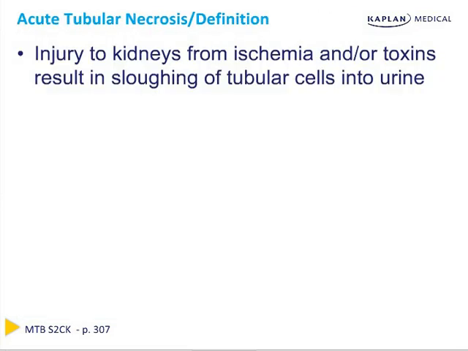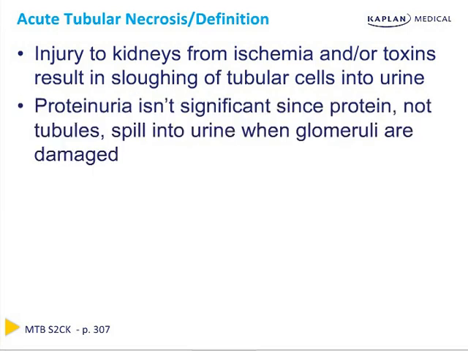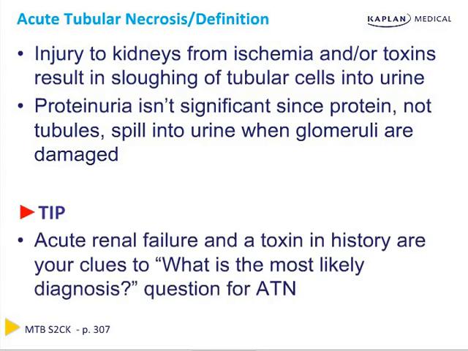As we discussed before, acute tubular necrosis is caused by an injury to the kidneys from either ischemia or toxins. This leads to tubular cells dying, sloughing off, and being lost in the urine. We talked about the specific etiologies already, and knowing these etiologies is crucial since there's really no specific diagnostic test to prove the etiology. One thing to remember though is that you won't see significant proteinuria. That's because proteinuria occurs when the glomeruli are damaged, and ATN is a problem with the tubules.